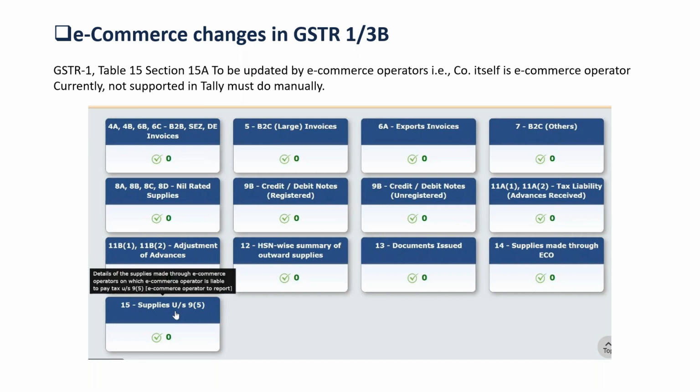The majority of our suppliers are doing goods online sales. So for them, the solution is easy. Just take the e-commerce summary, check the values once and update the same in this table 14. For those exclusively into e-commerce operations, the company itself, that has to be done manually again, because Tally has to come up with the support now.